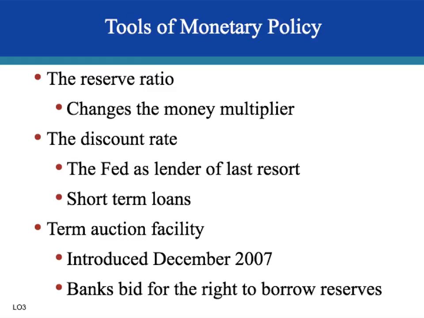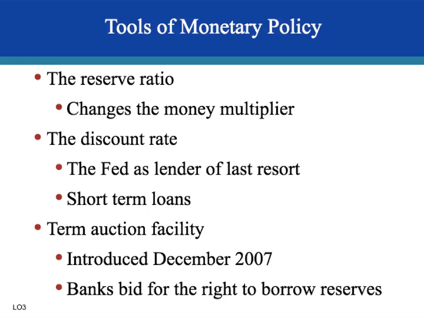All right, other tools of monetary policy. The reserve ratio is how much banks are required to hold in checkable deposits as reserves. So, the higher the reserve ratio is, the less money that can be lent out from checkable deposits, and therefore the lower the money multiplier will be. And the lower the reserve ratio, the less money banks have to hold, which means they can lend out more of their checkable deposits, and the money multiplier increases in this case.